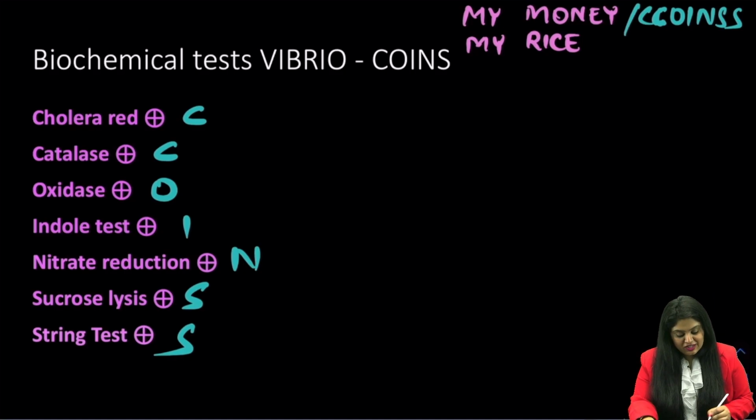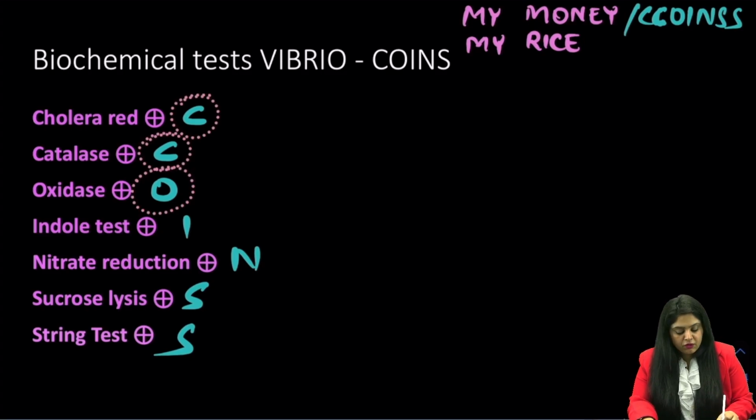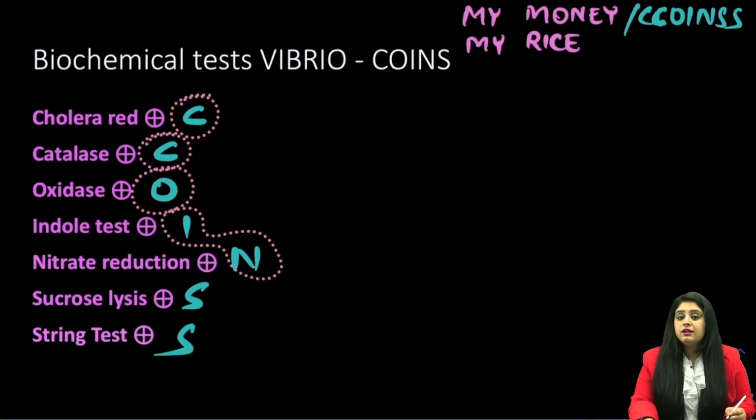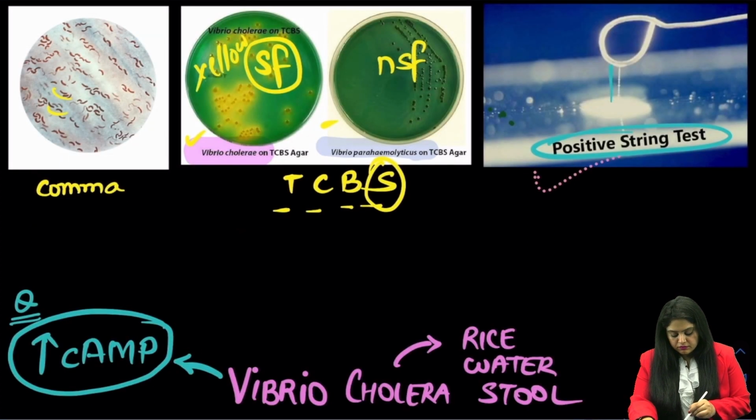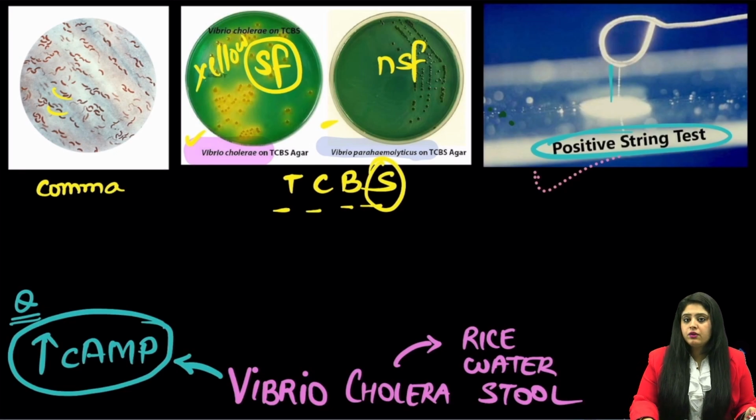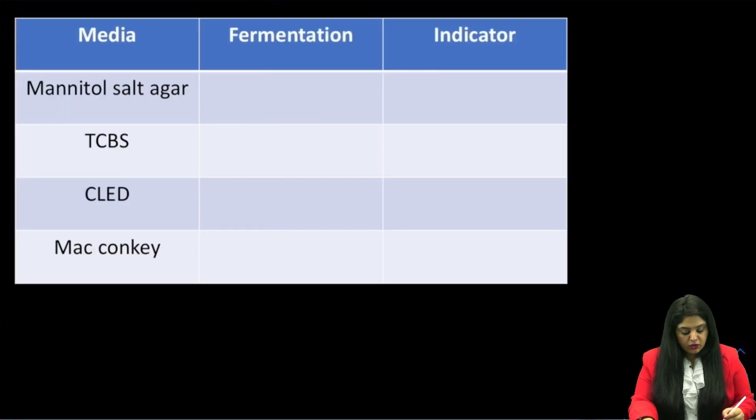Coins. Kya kya hai jaldi se? Cholera red reaction. Cholera word is telling me. Catalase positive, oxidase positive. I N se yaad kar lo. Indole positive. N alone is nitrate reduction. S for sucrose lysis and S for string test. String test ka photo I just now showed you, which is sorted. So simple, my money, my coins, my rice. Finally, you are done with all the fermenters.